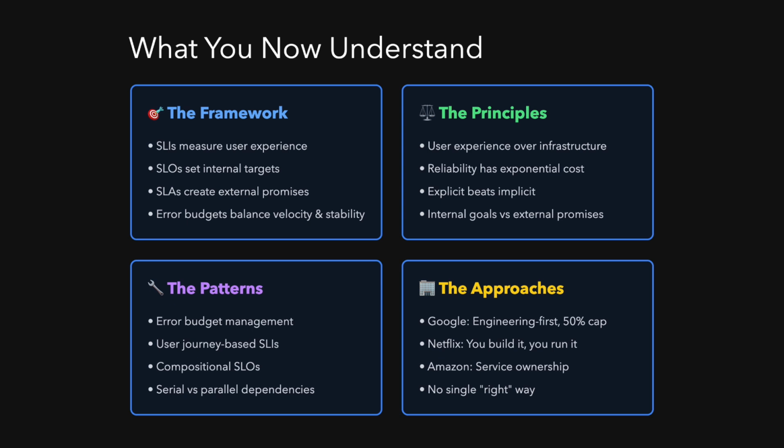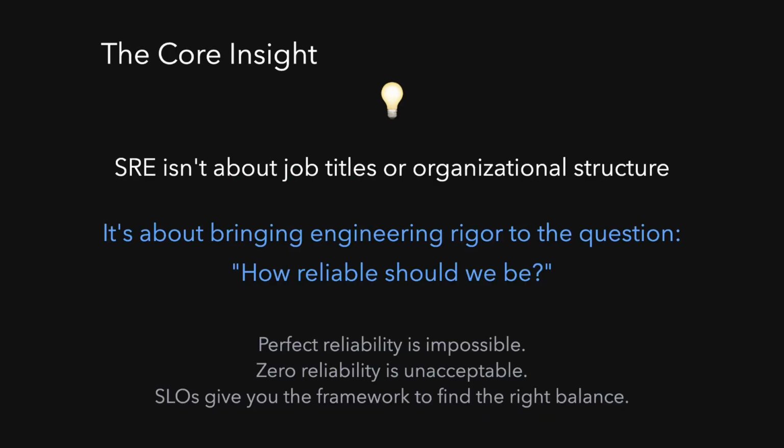The patterns: error budget management aligns incentives. User-journey-based SLIs measure what matters. Compositional SLOs account for distributed complexity. The approaches: Google, engineering first with 50% ops cap. Netflix, developer ownership with chaos engineering. And Amazon, service ownership with platform support. SRE isn't about job titles. It's about engineering rigor for reliability.